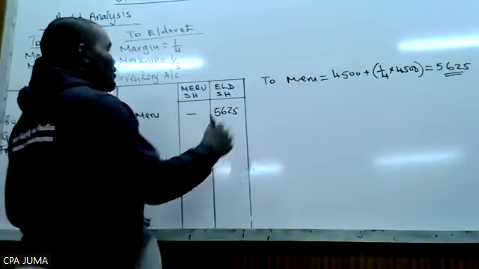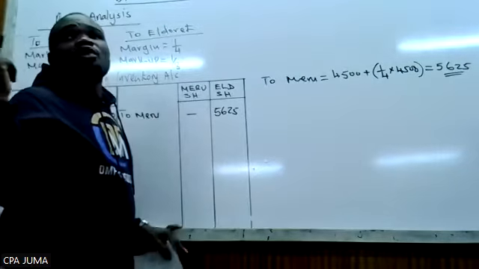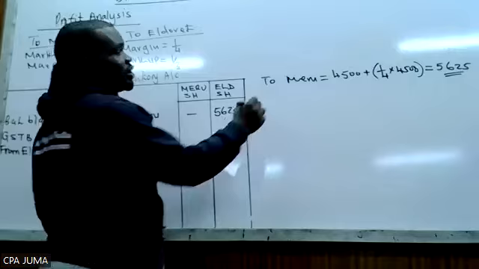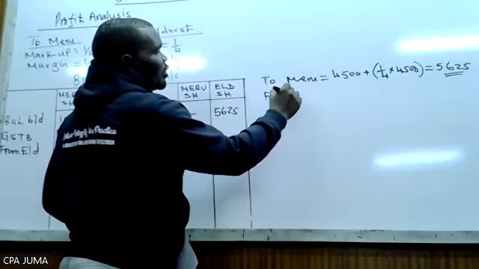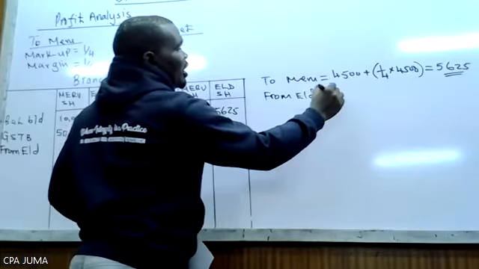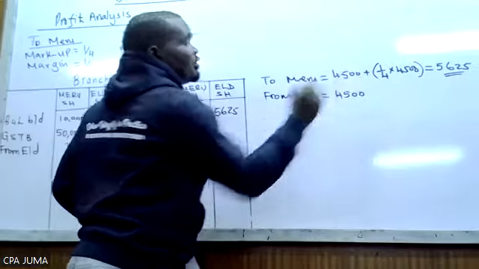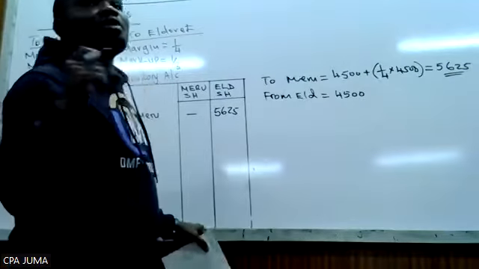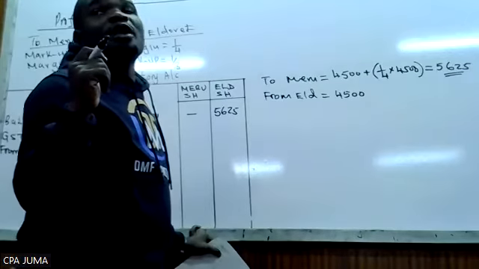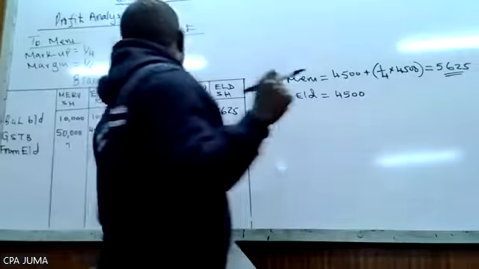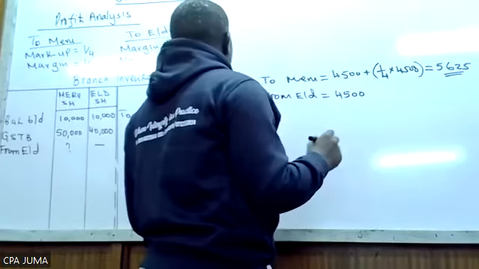Then from Eldoret, let's check how we're supposed to record it in Meru. So in Meru, from Eldoret, Meru are going to receive it at 45, but at their profit policy. What is the markup in Meru? Meru markup.